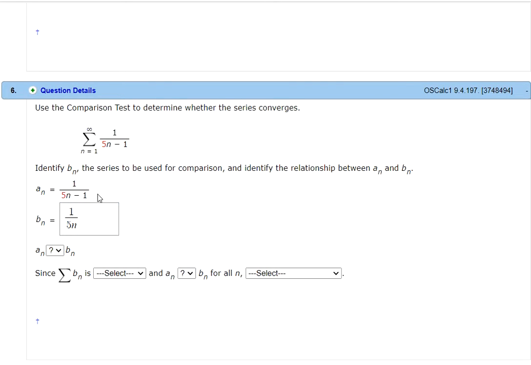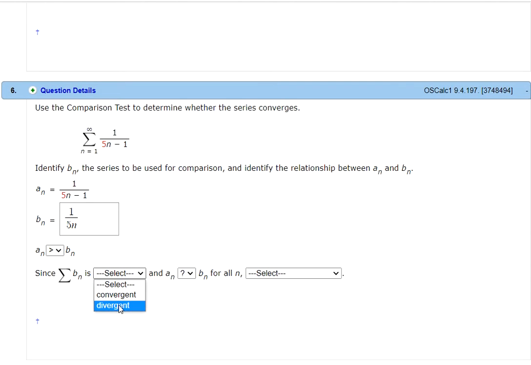A sub n is always going to be a little bit bigger because the denominator is always going to be 1 smaller than the numerator. We're dividing by something smaller. So a sub n is bigger than b sub n. And since we know something about b sub n, this is just the harmonic series multiplied by 1/5.